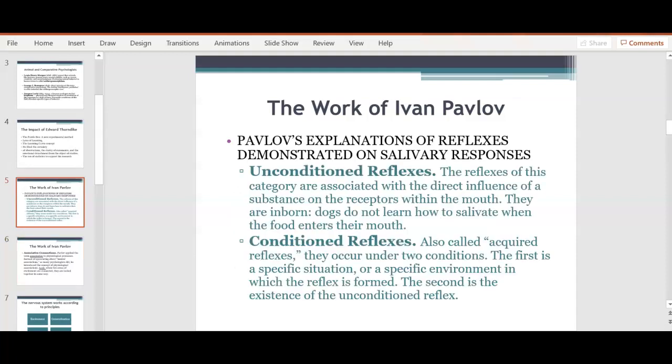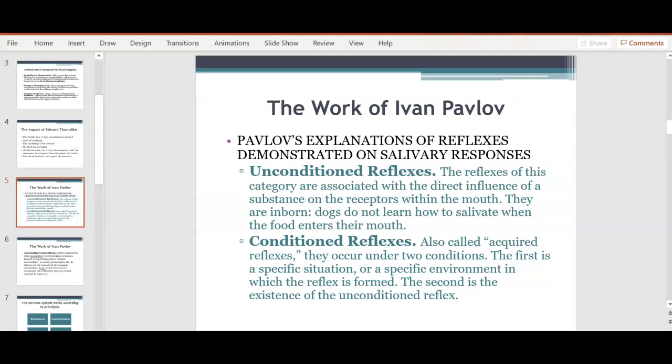So unconditioned reflex, what do you think that means? So specifically, it's a reflex or response that is associated with the direct influence of a substance on the receptors within the mouth. They are inborn. Dogs do not learn how to salivate when the food enters their mouth.